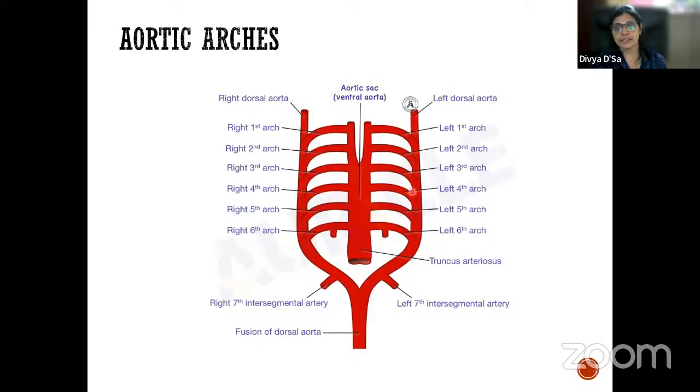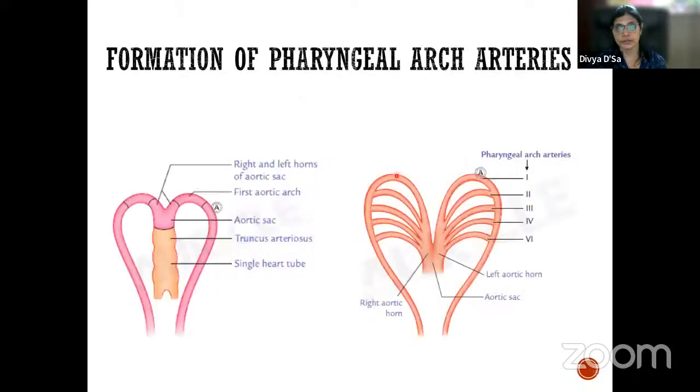So when these arches are formed, when we finally see, it will be like this. The right side and the left side will be continuing. So from each of these aortic arches, different structures are derived. We need to know that, okay? What are the structures derived from the first, second, third, fourth, and sixth?